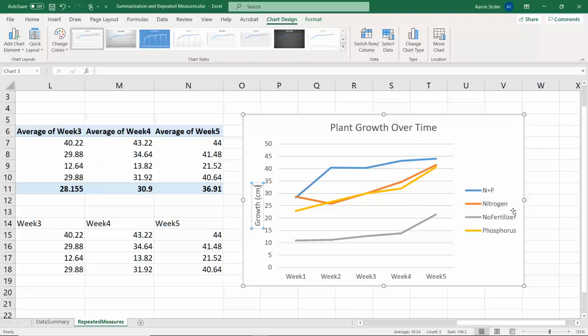Now, if you hadn't changed the series names, this would just show up as Series 1, Series 2, Series 3, and Series 4, but because we did, we can clearly see which line belongs to which treatment.